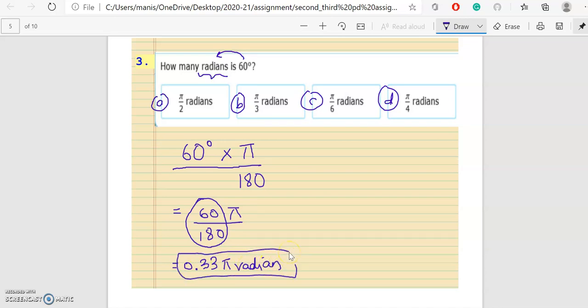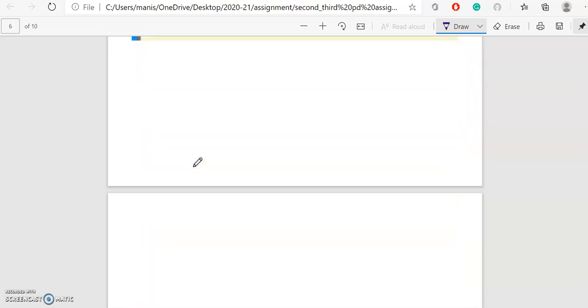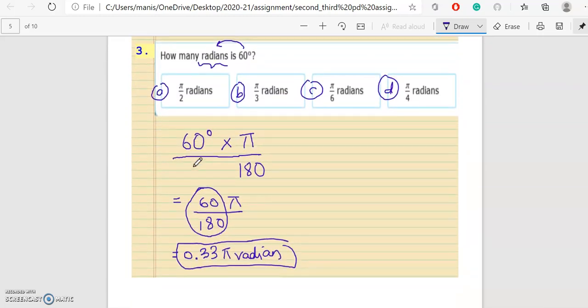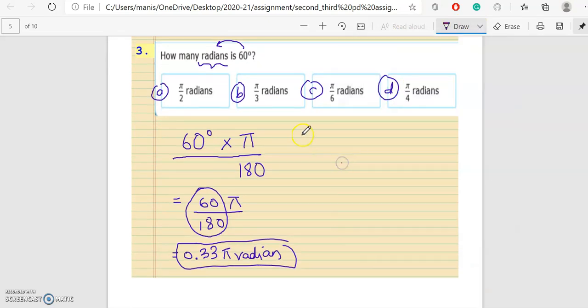Now, do you see this answer over here? No. Since you do not know the answer, since they did not give it to you, you will need a different type of calculator which can give you the answer in fraction. But I will show you an alternate way to find your answer if you do not have that calculator.